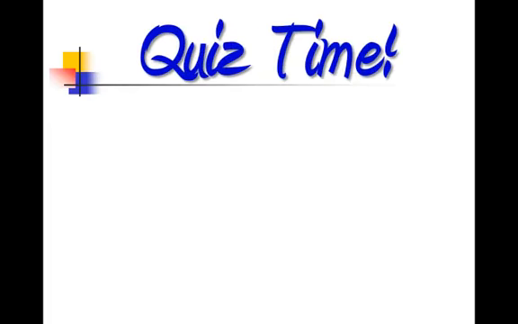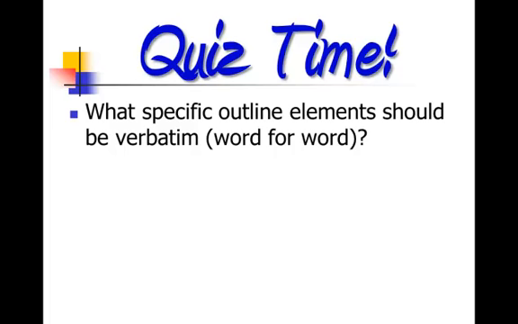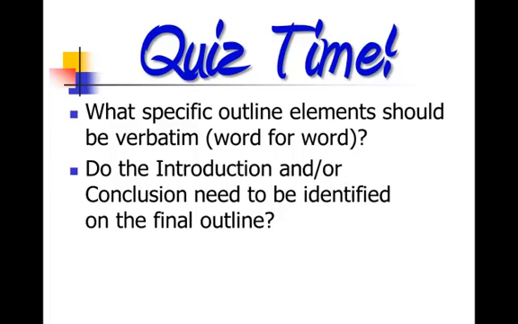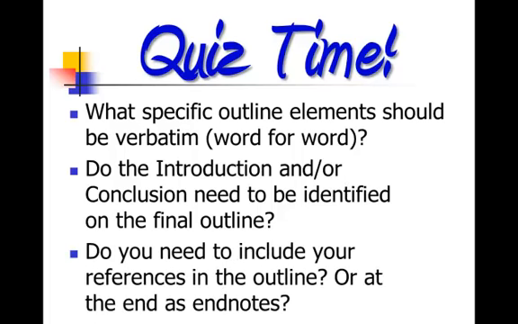It's quiz time. What specific outline elements should be verbatim or word for word? Do the introduction and/or conclusion need to be identified in the final outline? And do you need to include your references in the outline or in the end as endnotes?